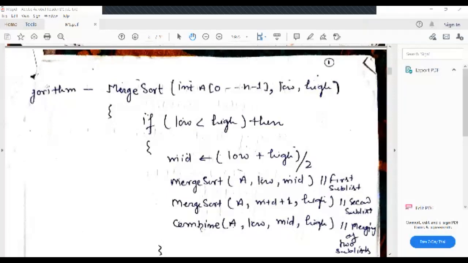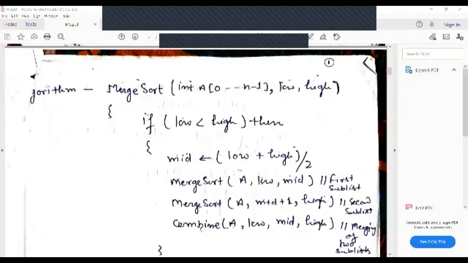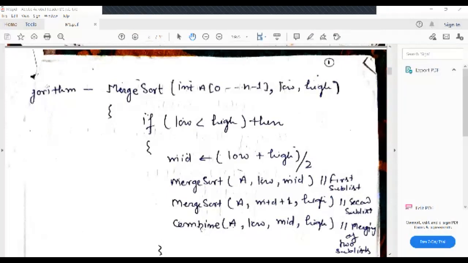In today's laboratory, you will implement merge sort. Like in the previous laboratory, you have implemented two programs: one for linear search and another for binary search. In today's laboratory, you will see how merge sort can be implemented using the divide and conquer approach. Like binary search, merge sort is also based on the divide and conquer approach.